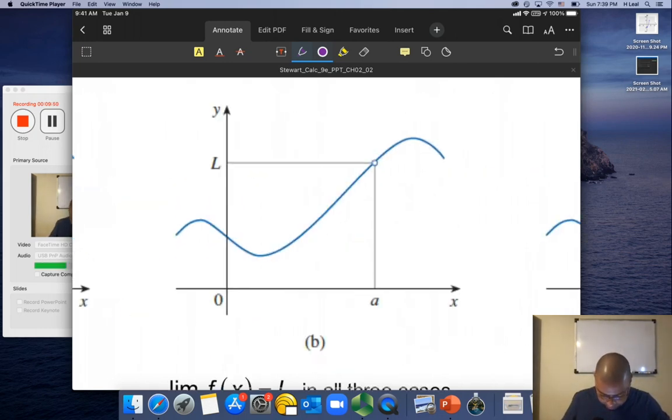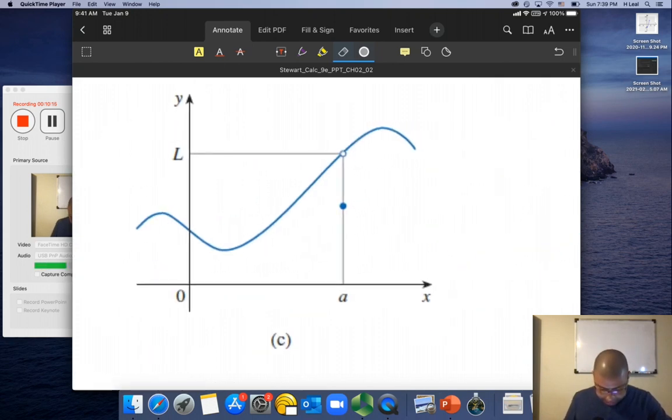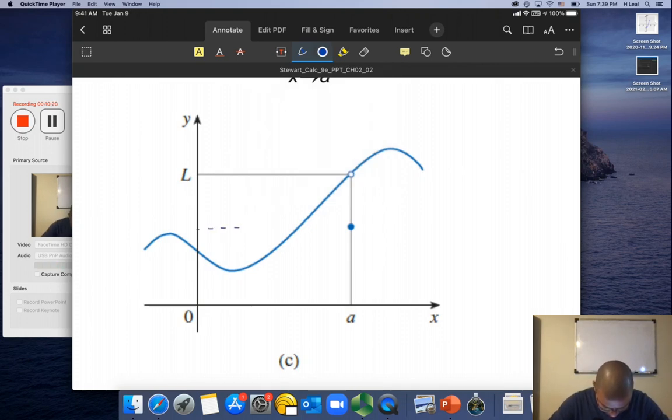Here, though, there's a hole, meaning this f of a does not exist. For some reason, a is not in the domain, which is what happened with f of 1 in the example before. So still the same thing happens. We're getting closer and closer to L, but L is not f of a, right? Because f of a is not defined because of the little hole. And here, f of a is defined, but it is defined as something different. So this is f of a in this example. Okay.